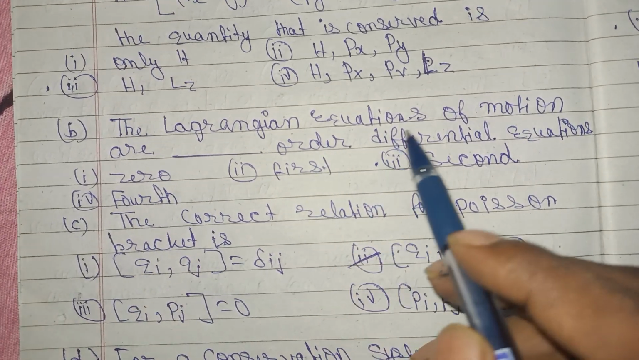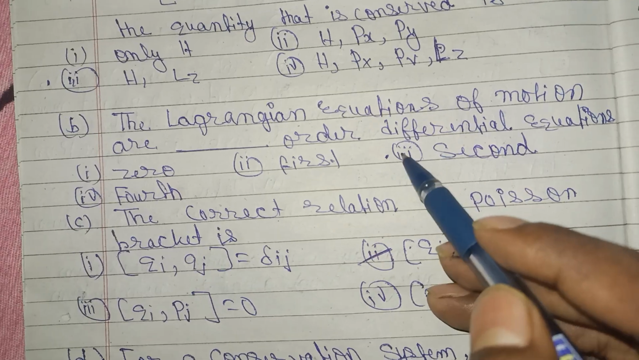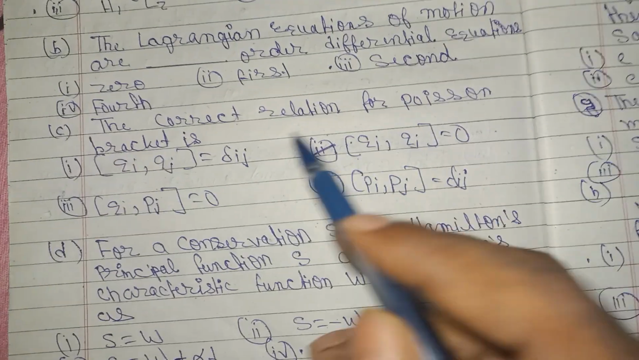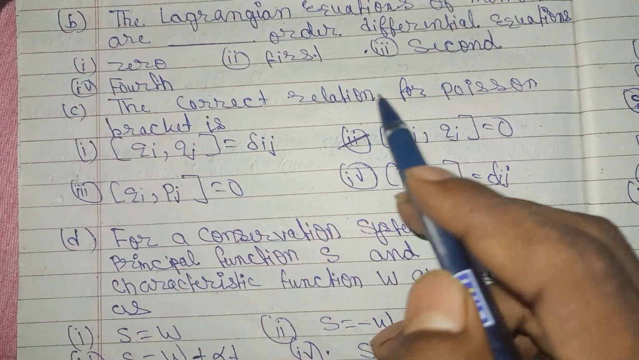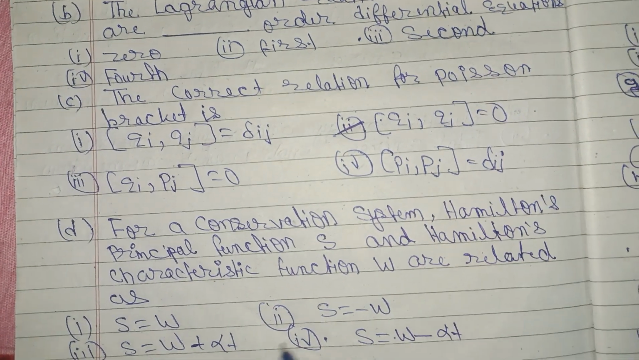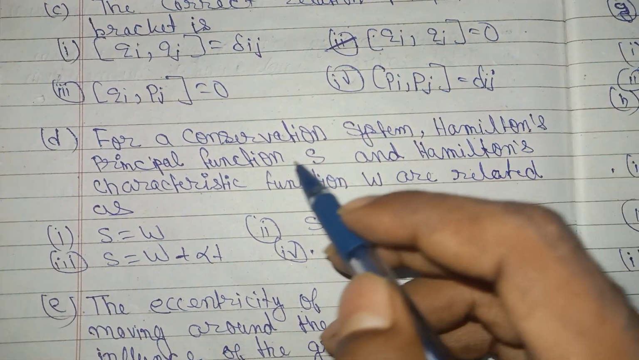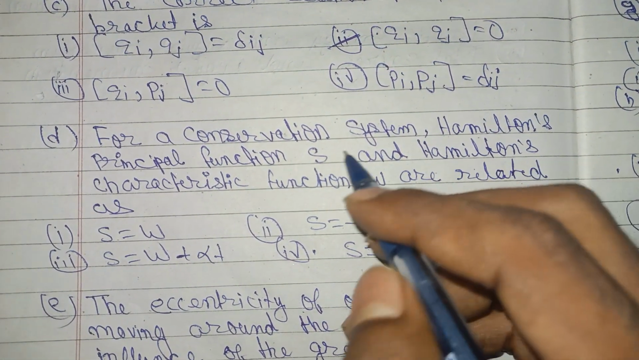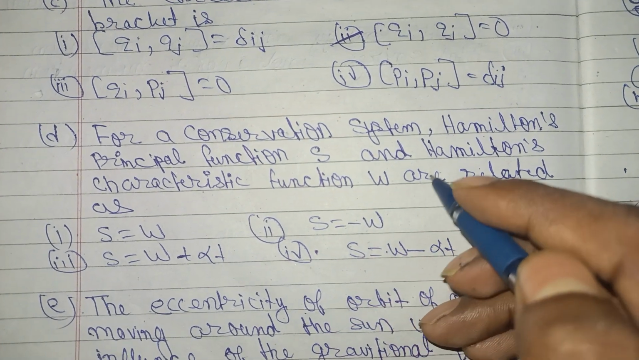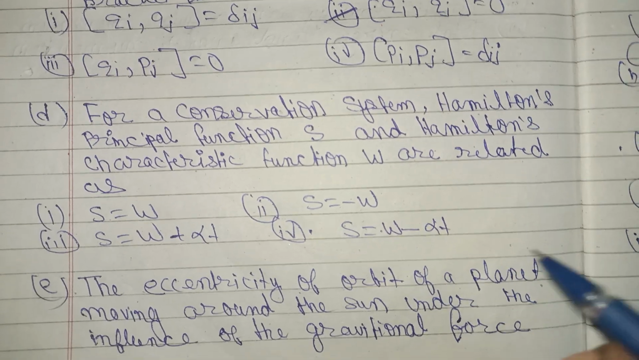Question B: the Lagrangian equations of motion are dash order differential equations, so second order differential equations. And question C: the correct relation of Poisson bracket is [Qi, Qj] equals 0. In question number D, for a conservative system, Hamilton's principal function S and the Hamiltonian characteristic function W are related as S equals W minus alpha t.